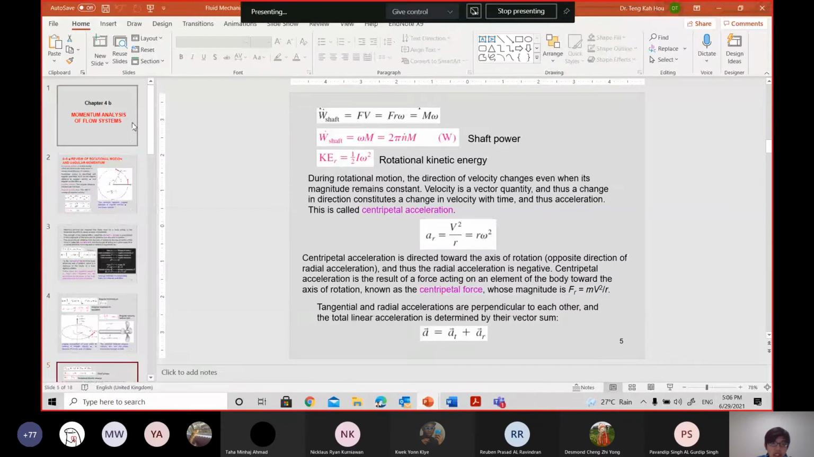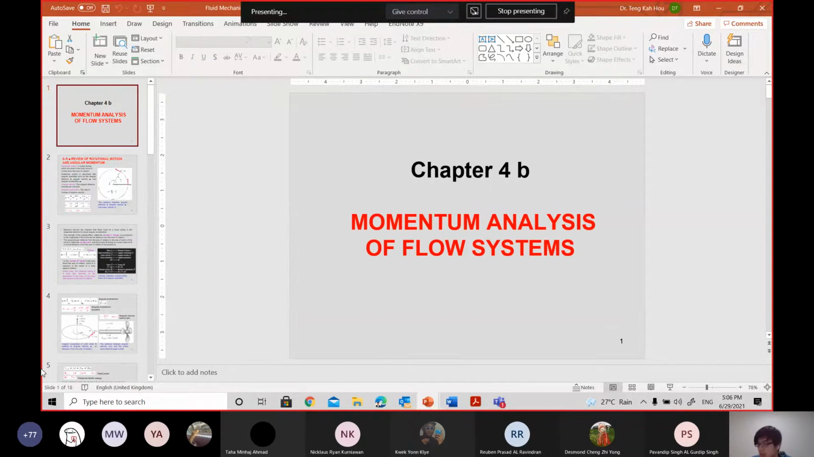So just get back to chapter 4 again. Just give me a second. Where's my pen? Oops. My pen is not connected. Just give me a second. I need to connect my pen.